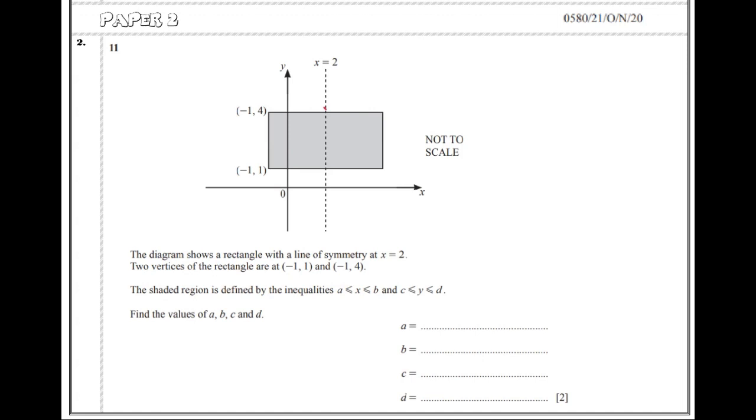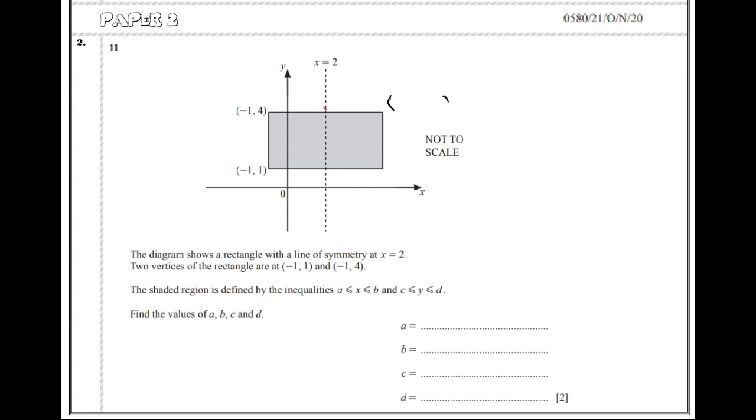An easy question. It says that this diagram shows a rectangle with a line of symmetry x equal to 2. Vertices of the rectangle are -1, 1, -1, 4. The shaded region is defined by the inequalities. Find the values of A, B, C, and D.